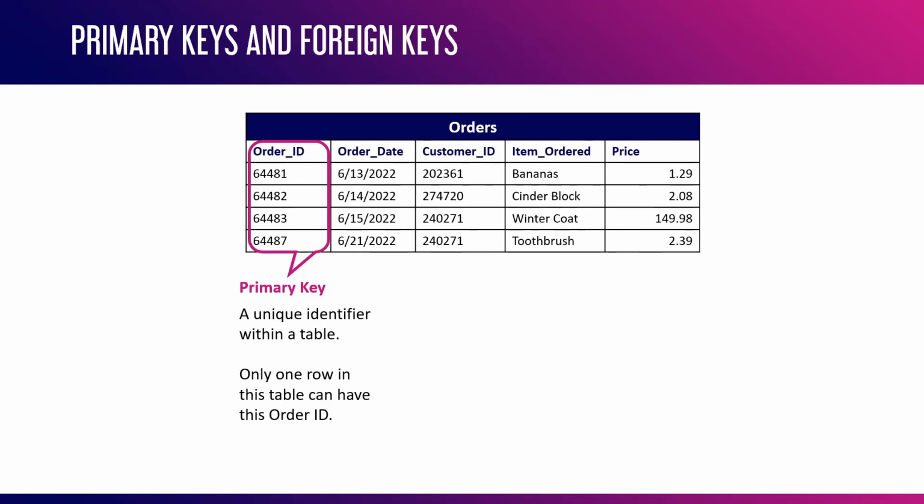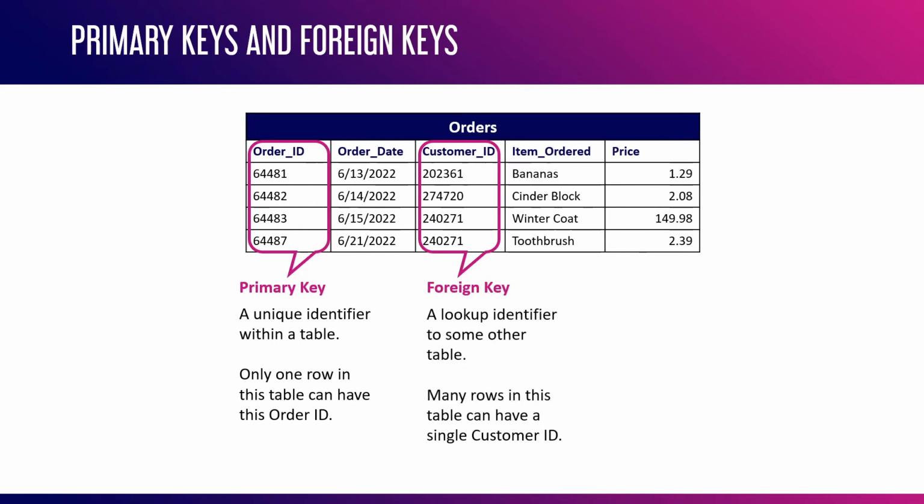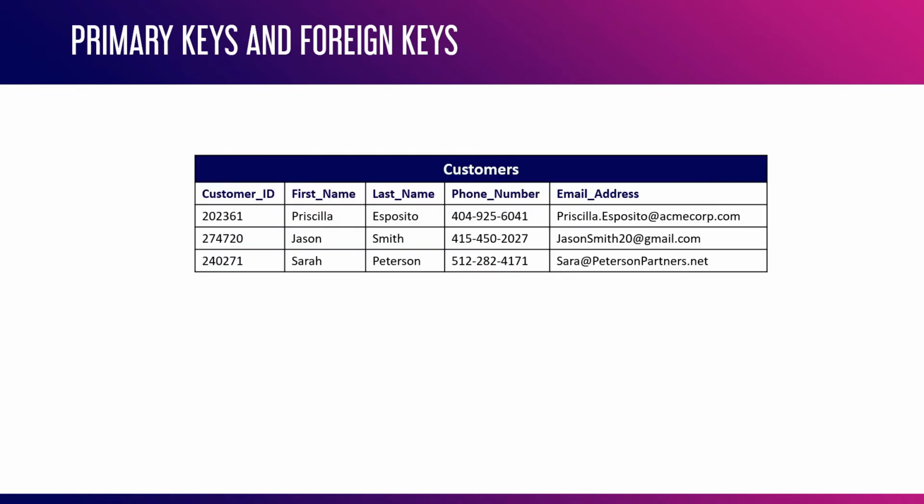Now, there's also a customer ID. That is a foreign key because it references a foreign table, a different table than this table. It's not referencing the orders table, it's referencing the customer table. You could have multiple instances of a single customer ID in the orders table because a customer can place multiple orders. In the customers table, the primary key is the customer ID because one customer has one customer ID. There is no foreign key in this table.